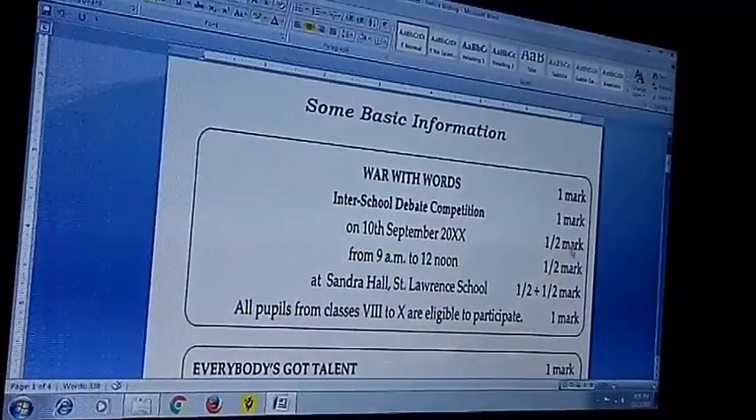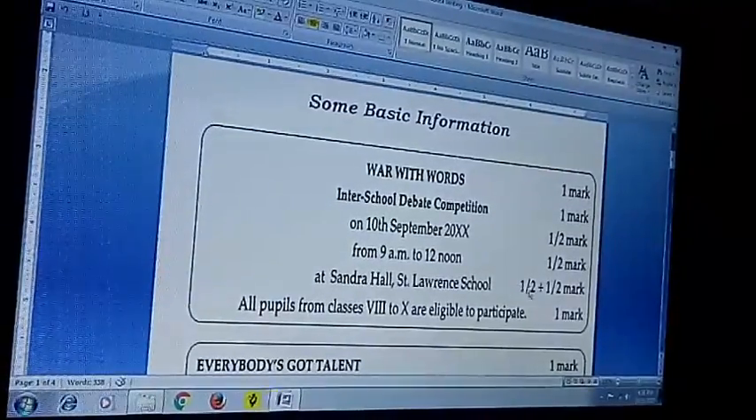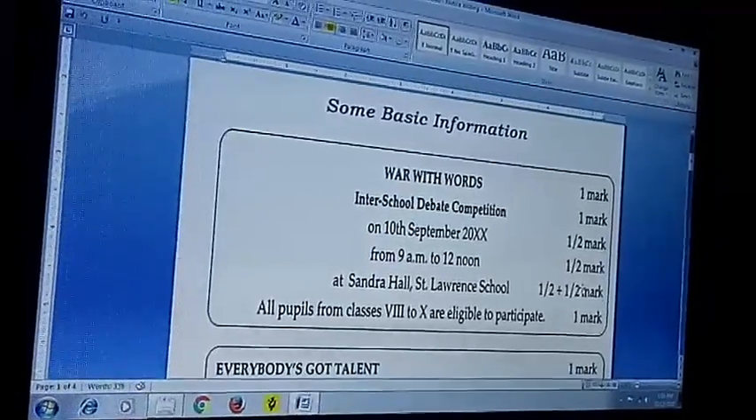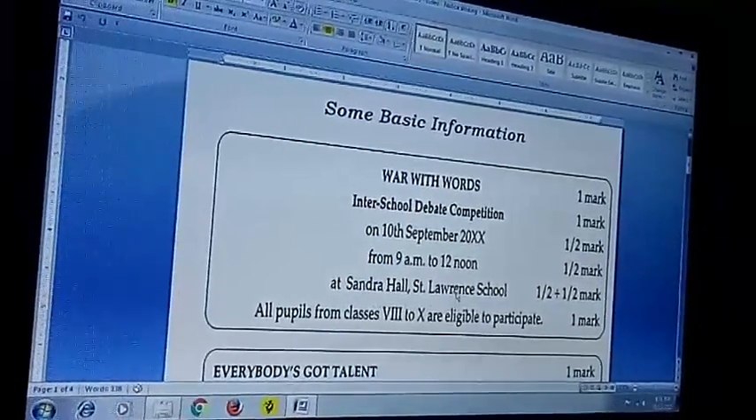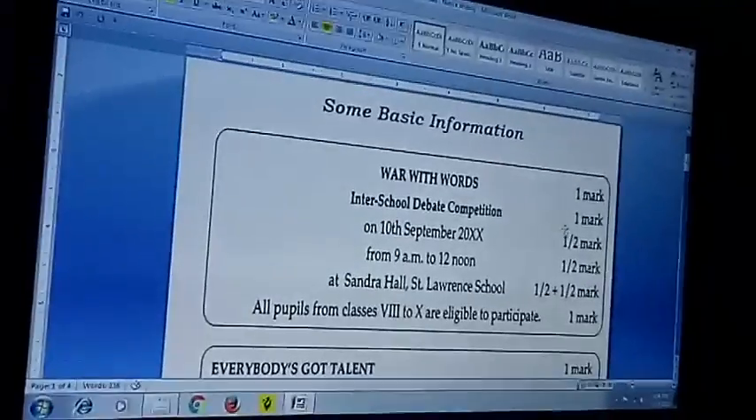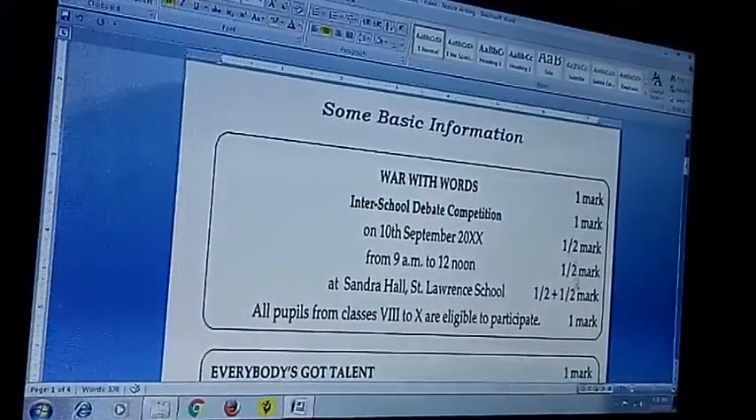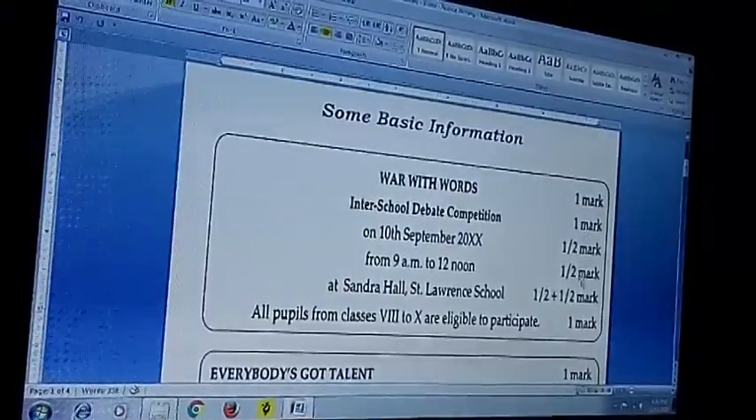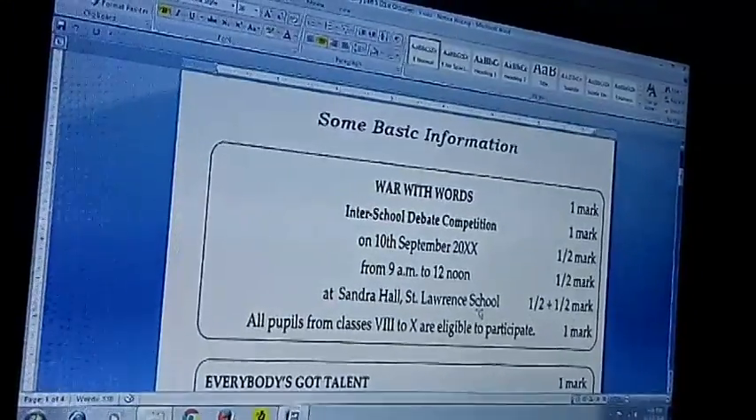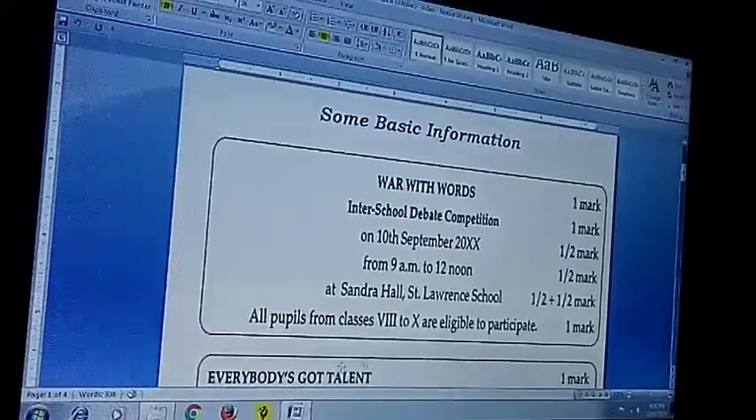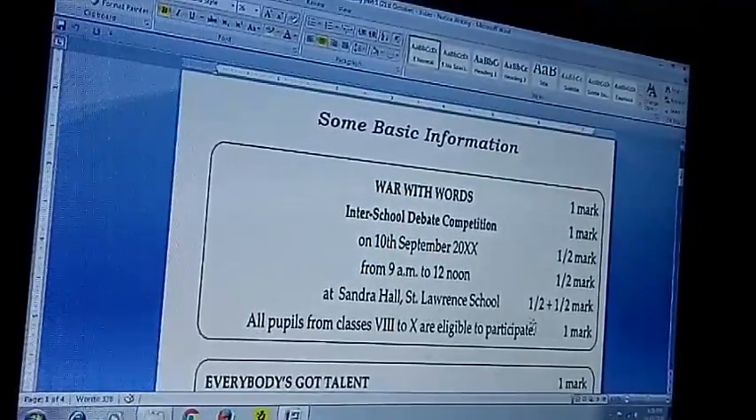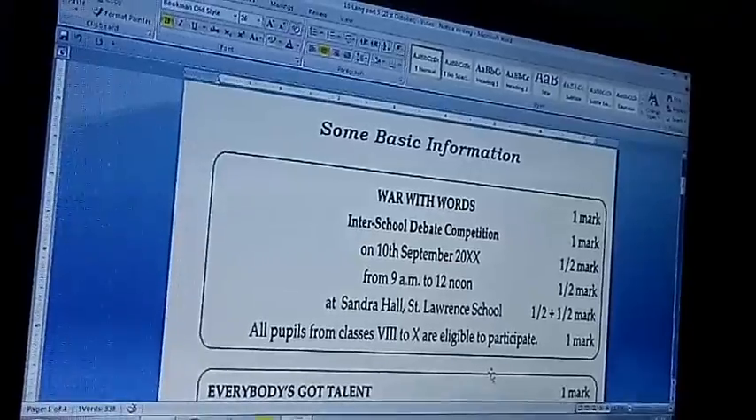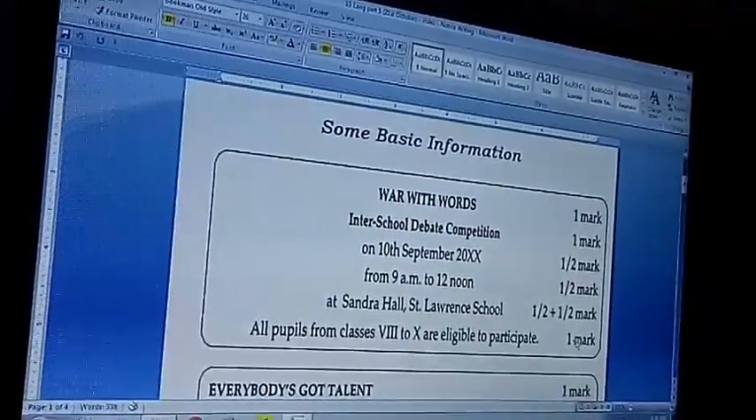This side 1 mark, half mark. Remember, this is not what you are supposed to write. Now why is this half mark given? See, that means 1 plus 1 plus 1, half plus half is 1. These 4 marks are in the format itself. And what you write in the notice, just those 2, 3, 4 lines, is just 1 mark only.